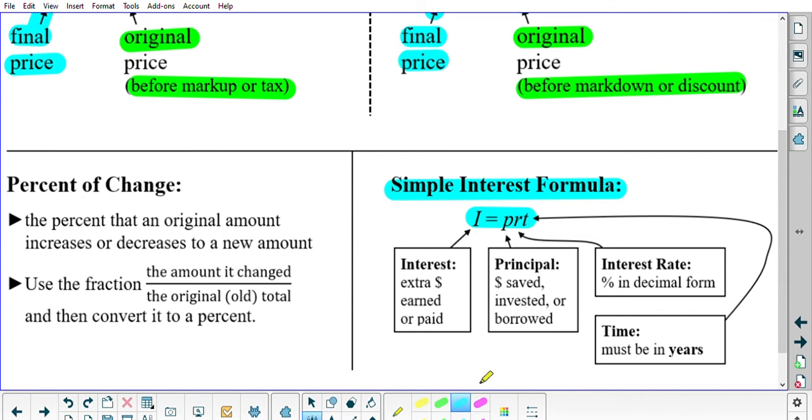So anytime you have a problem talking about interest or the amount of money that you save, invest, or borrow, and the interest that you have to earn or pay, this is the formula that you will use.